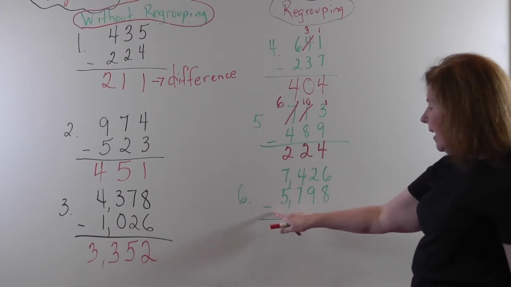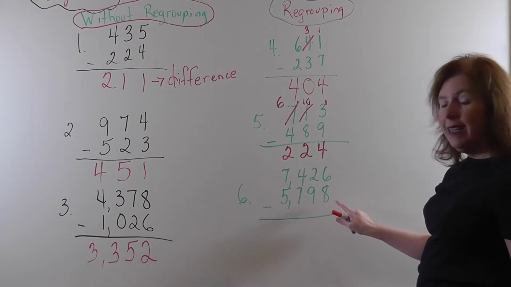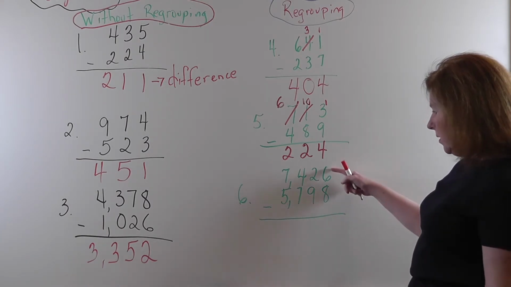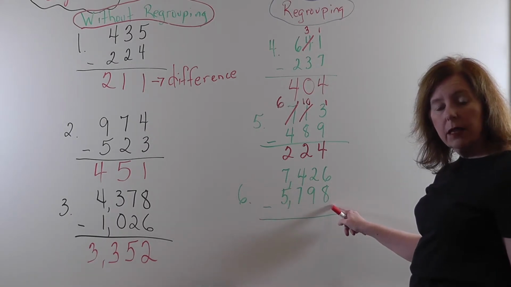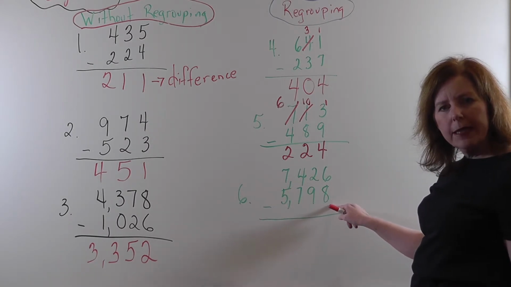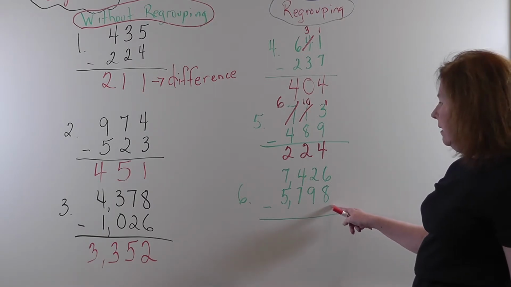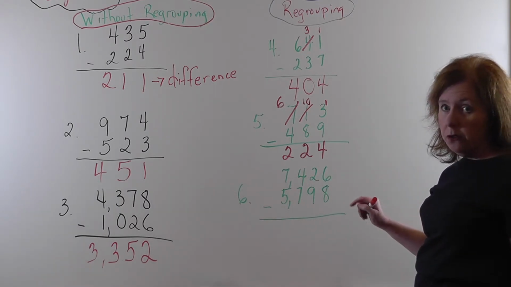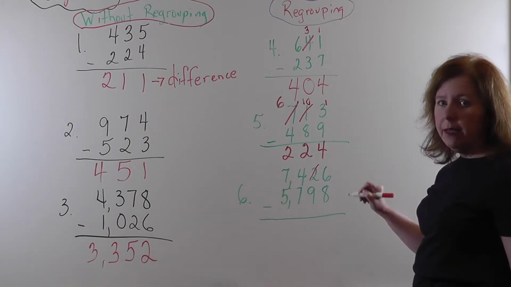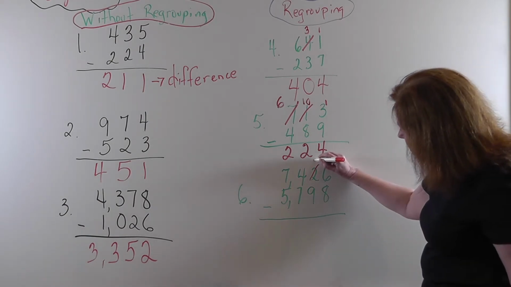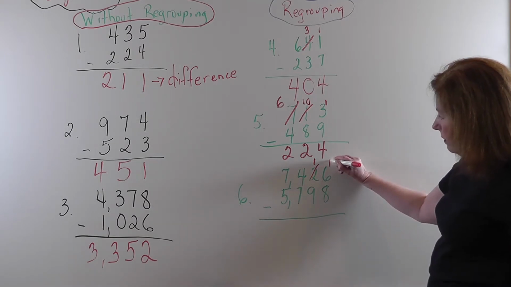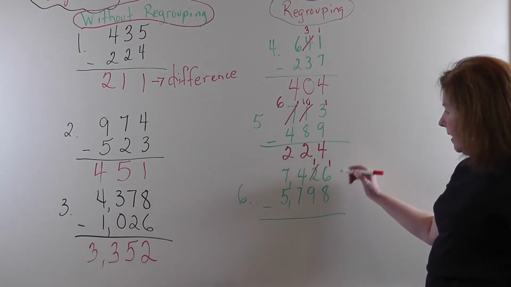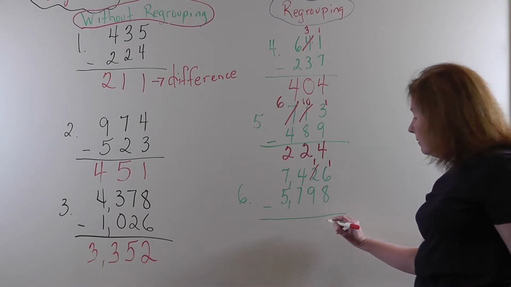7,426 minus 5,798. So I start with my ones. 6 minus 8. Can I do that? Can I take 8 away from 6? No, I can't. So I got to go next door. I'm busting down that door. The 2 becomes 12, and now the 6 becomes 16. 16 minus 8 is 8.